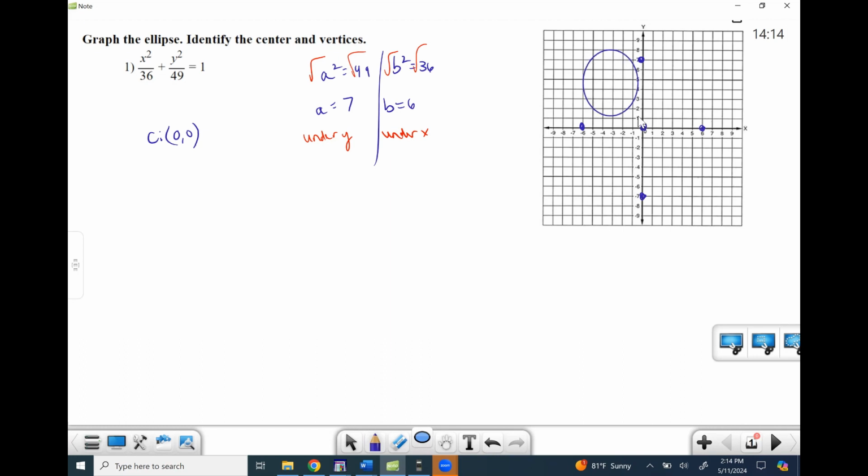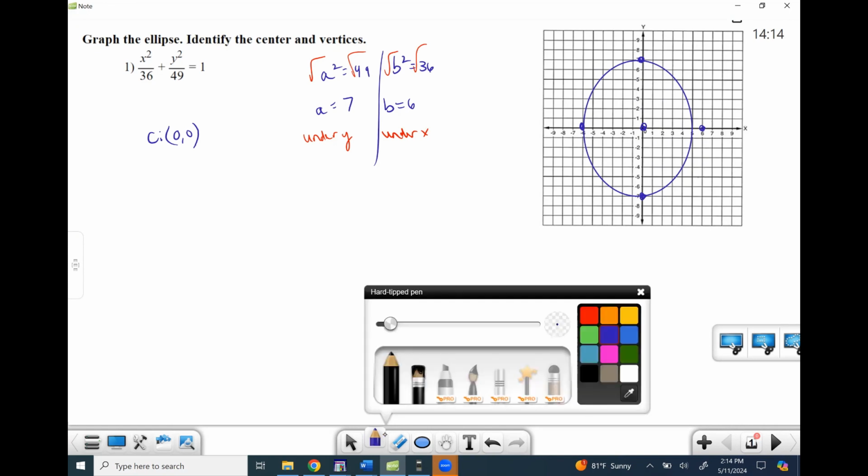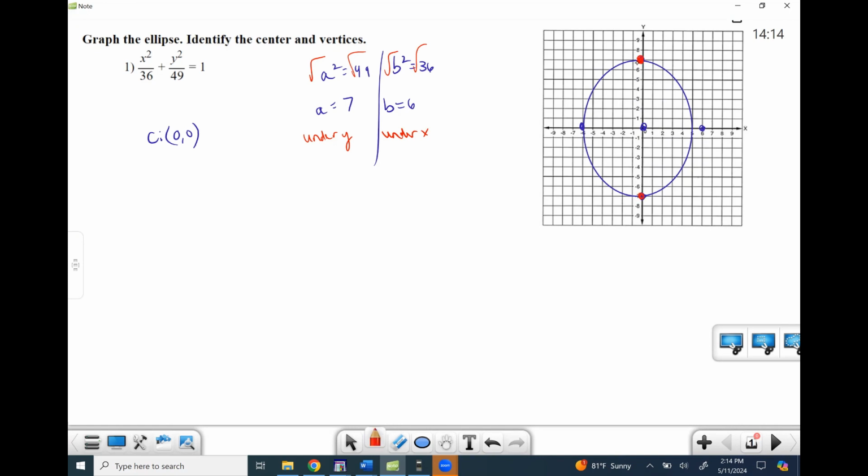Now we can get our vertices from the picture. So just remember that the vertices are along the major axis. So the vertices in this picture are going to be this one and this one because this is the longer axis, okay? So our vertices are going to lie at 0, 7 and 0, -7.